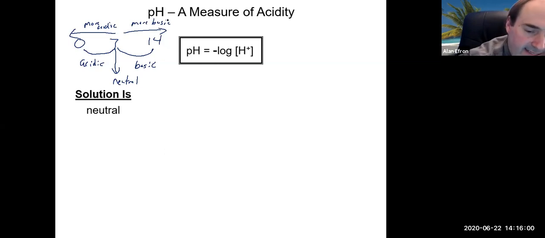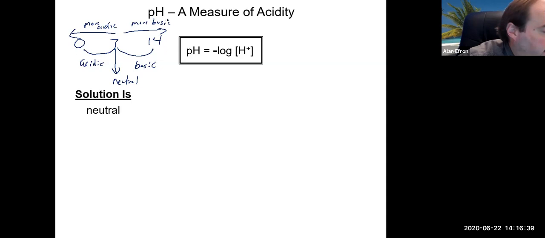And technically speaking, 7 is neutral because at 7, the H plus concentration equals 1 times 10 to the minus 7, which gives you a pH of exactly 7. So technically speaking, 7 is dead on neutral. And when we calculate pH, that's the formula. The pH is equal to minus the log of the H plus concentration. Now, when we are measuring this, this is basically a measure of the free H plus that's floating around in that solution. So it's the free H plus ions floating around in that aqueous solution is what we're measuring here.